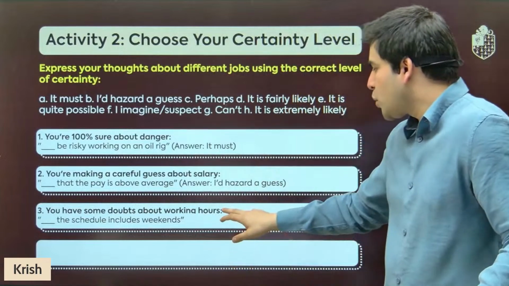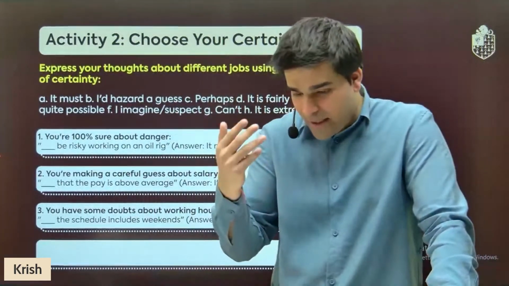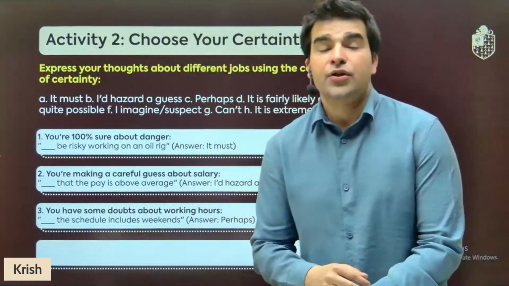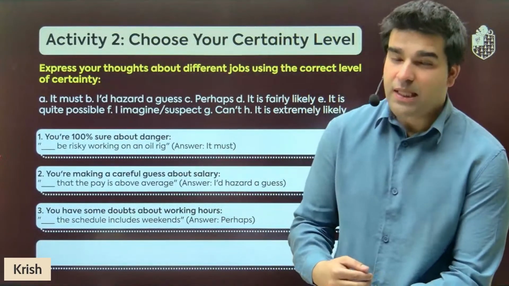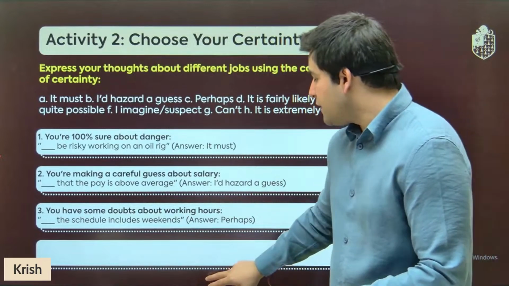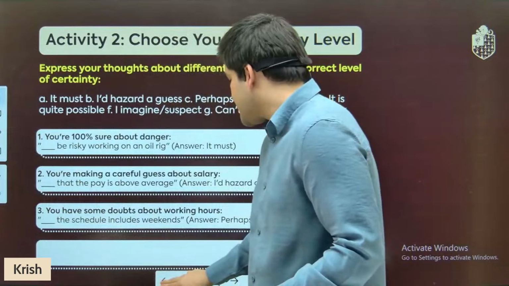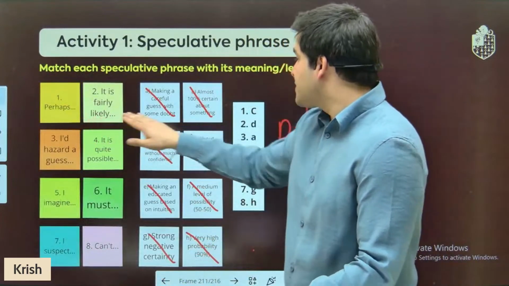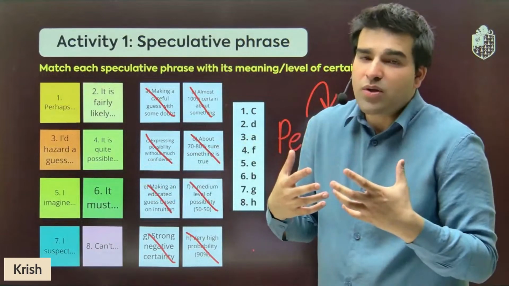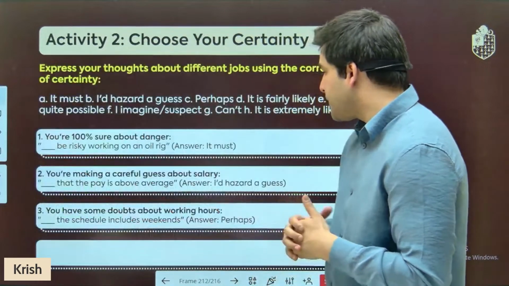So the correct answer is perhaps. Perhaps is C here. Jayanti said C. Wonderful, Jayanti. So perhaps the schedule includes weekends. You're not sure. Perhaps the schedule includes weekends. And if you go back and see what is the meaning of perhaps here, it means expressing possibility without much confidence. So you think that it is possible, but you're not very confident. So you use perhaps.